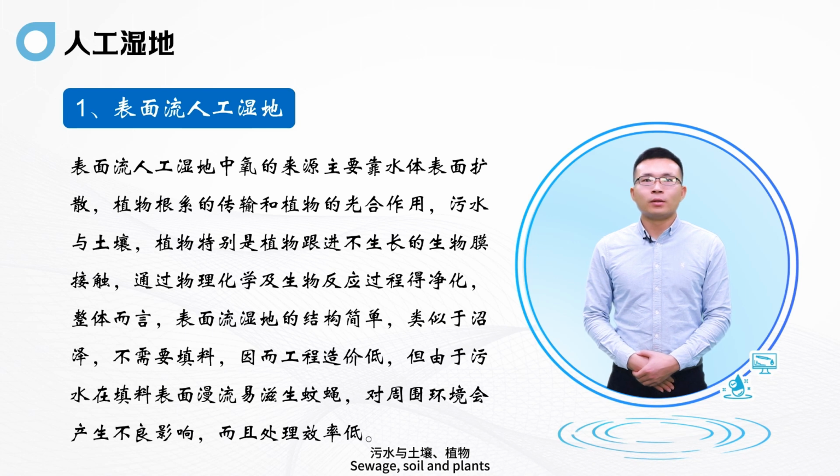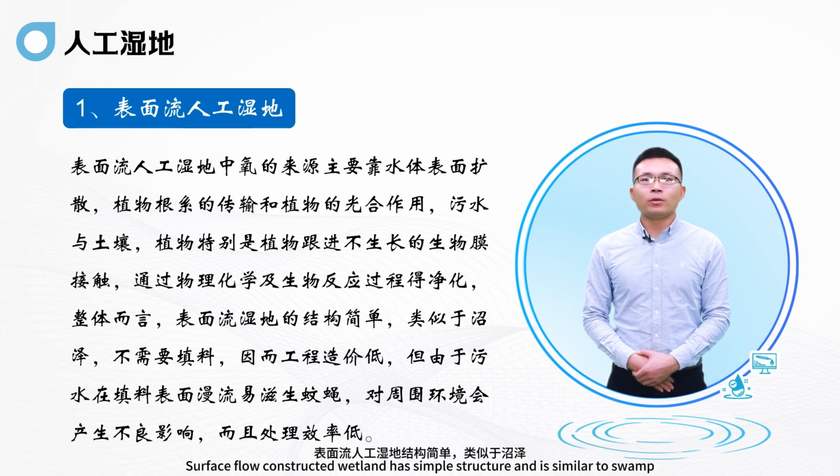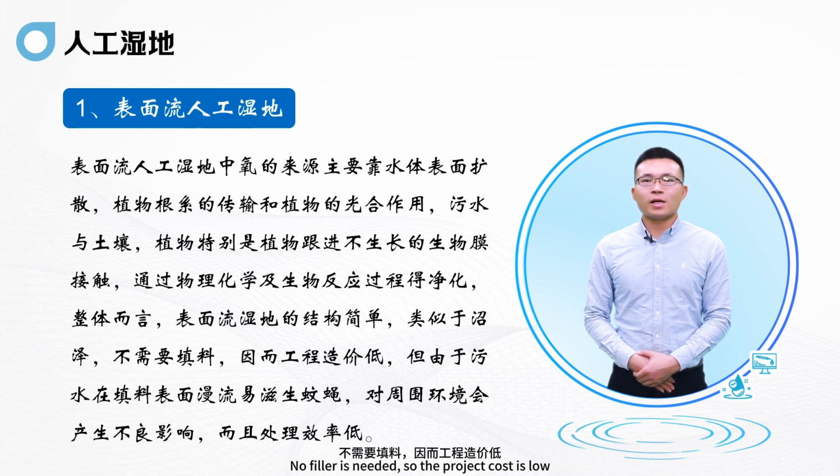Sewage, soil and plants, in particular contact with biofilms growing on plant roots, are purified by physical, chemical and biological reaction processes. On the whole, surface flow constructed wetland has a simple structure and is similar to a swamp. No filler is needed, so the project cost is low. However, because sewage overflows on the surface of the filler, it easily breeds mosquitoes and flies, which will have adverse effects on the surrounding environment. Moreover, the processing efficiency is generally not very high.